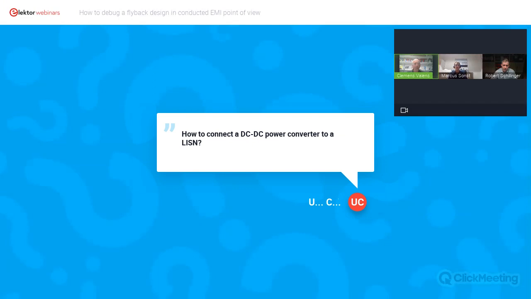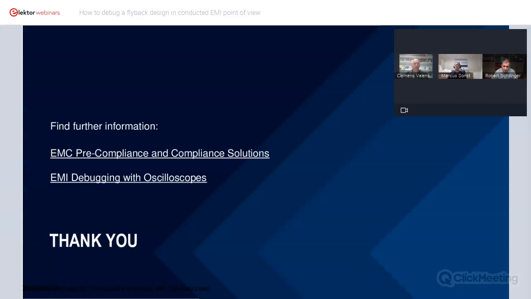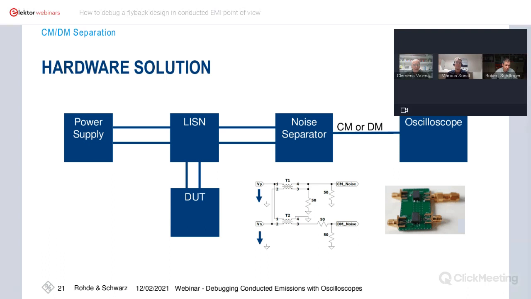Then we have a question: how to connect a DC-DC power converter to a LISN? Maybe Robert can answer that one. Yeah, I think this question came at my presentation, but maybe it's answered by Marcus' presentation, because he shows some slides where you can see how to connect the DC-DC power. In principle, you put the LISN between your power supply.